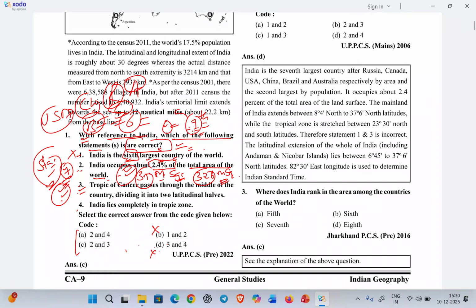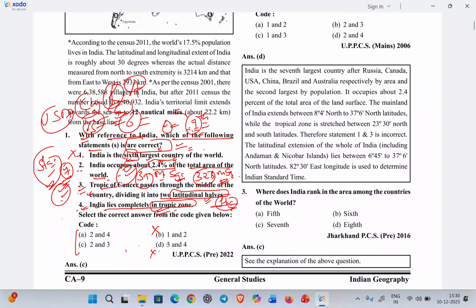The third says the Tropic of Cancer passes through the middle of the country, dividing it into two latitudinal halves. Latitudes are the horizontal ones, right? So it is saying that the Tropic of Cancer passes through India and divides India into two latitudinal halves. Okay, and the fourth option is, let's see about this. Is it true or not? The fourth option says India lies completely in the tropical zone.